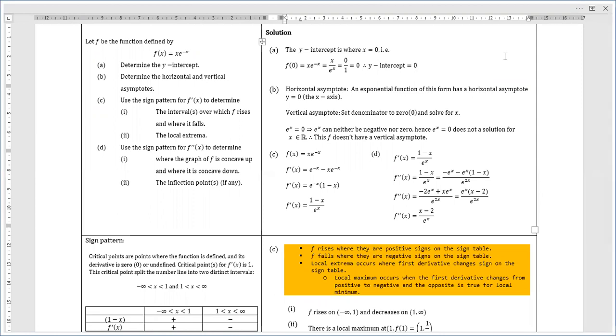Today we are going to be looking at an example of graphs and functions. So we have been given a function here and they want us to answer these questions based on that function. So the first question is determining the y-intercept.